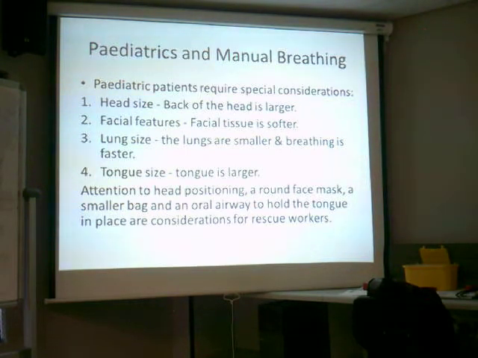So you cannot use adult volumes. Remember we said one of the things that you have to keep in mind is volume and pressure. You cannot use adult volumes to get the air into the patient, and you cannot use adult pressures. So you cannot squeeze very hard, forcing the air into the patient's lungs. Their tongues are quite large. So sometimes, especially if they're lying on their back, the tongue might fall back, and that might cause an obstruction. So in those patients, it might be beneficial to put in an airway to keep the tongue out of the way.